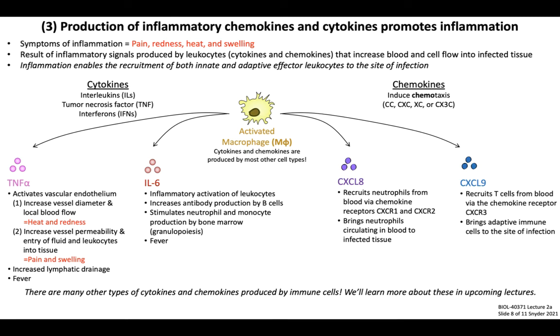These are just a couple of examples of cytokines and chemokines, but I want to stress that there are tons of other inflammatory and non-inflammatory chemokines and cytokines that can be produced by activated cells, and we'll discuss a lot more about some of these as we move through the remaining lectures in this course as they relate to specific immune cell types and their responses to specific disease contexts.